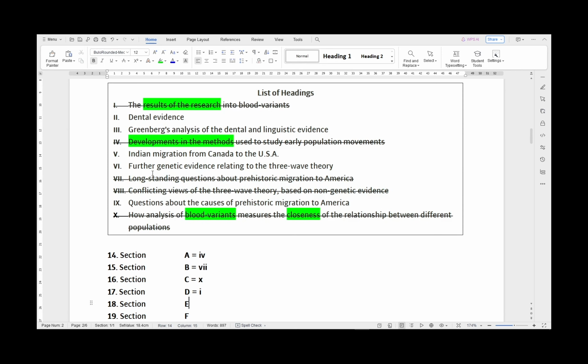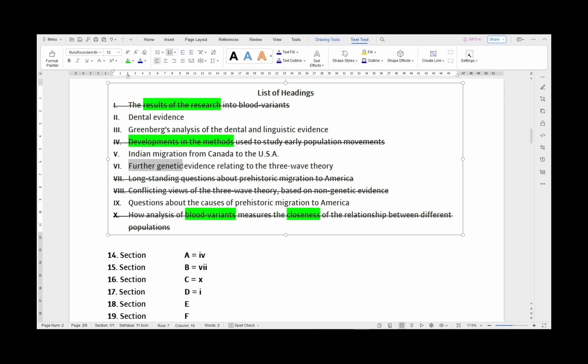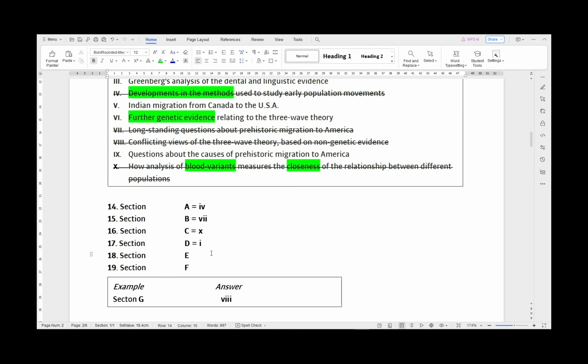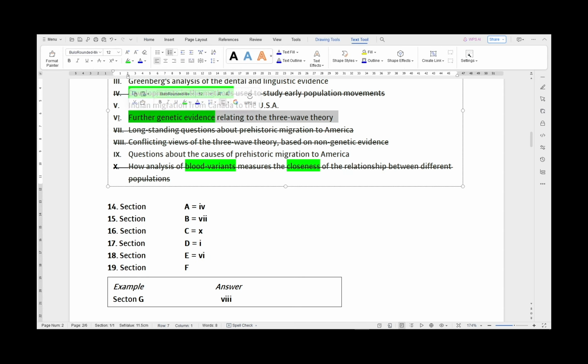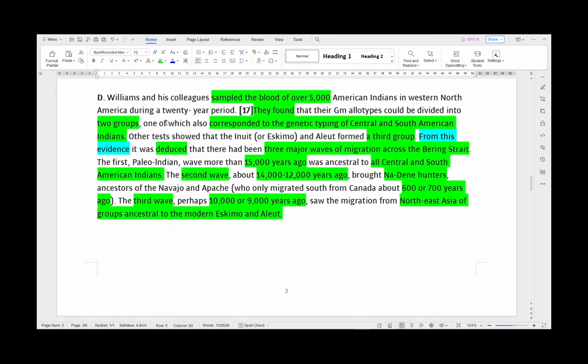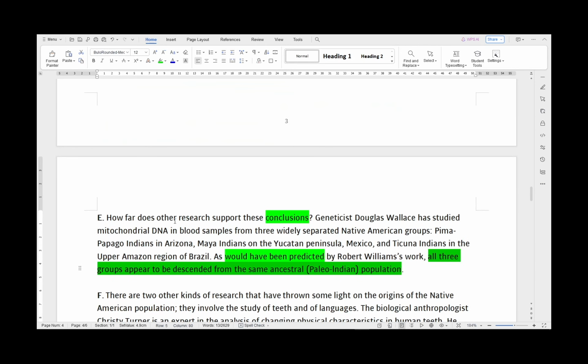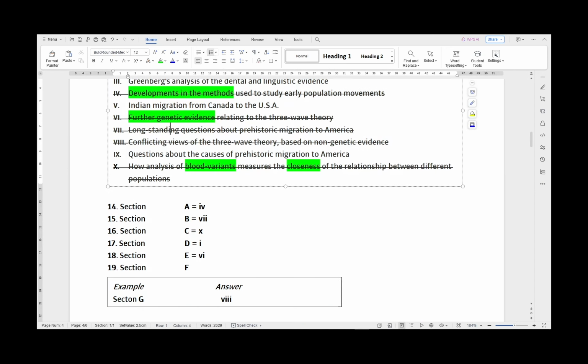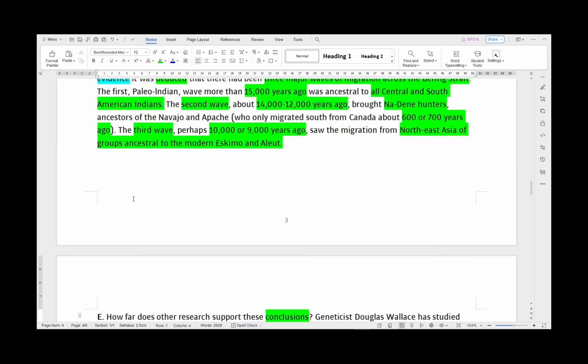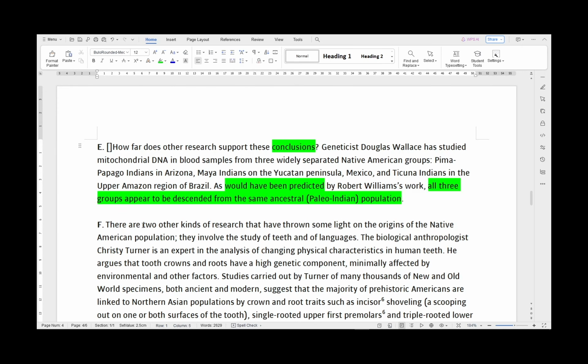We have the words further genetic evidence. So option number 6 is going to be the answer for us. So I'm going to take that and remove it. So once again, paragraph D is not answered, but explained in paragraph E. That's pretty much what is happening here. So the word conclusions, here I'm going to put 18.